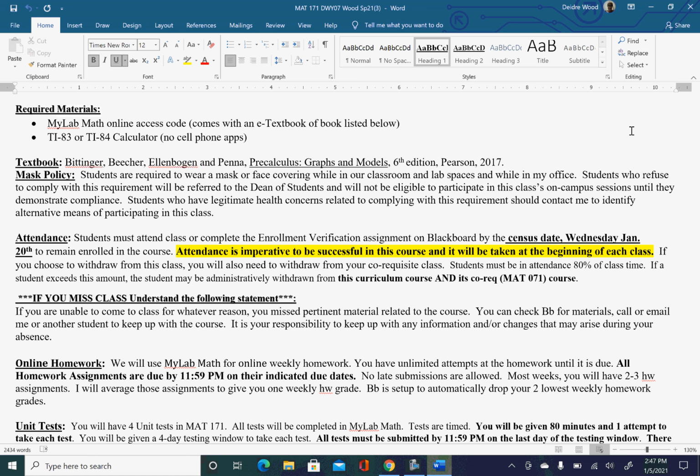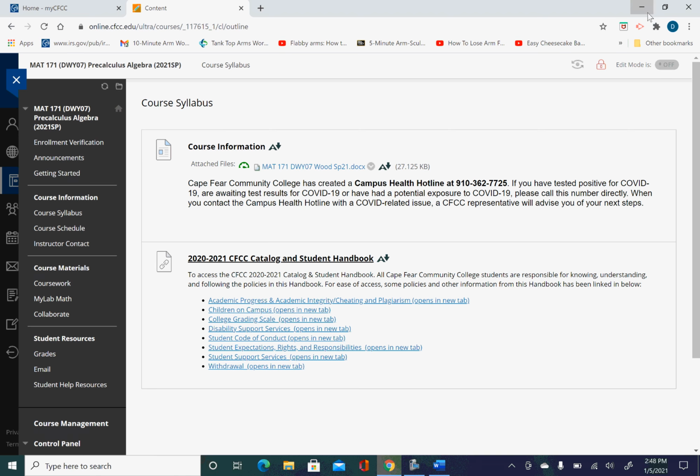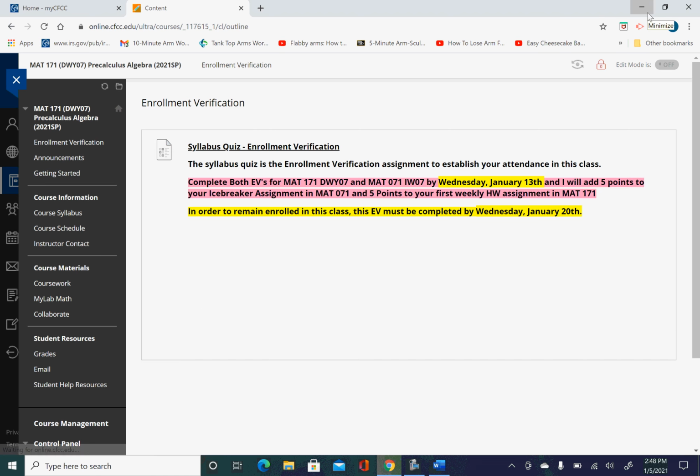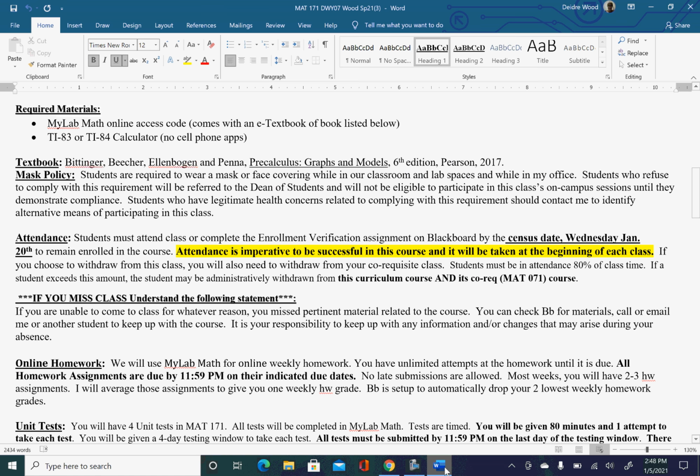Attendance, I will mark attendance at every class meeting. You have to complete that enrollment verification again by Wednesday, January 20th. And again, if you complete both of those for Math 171 and Math 071 by the date prior, I think I had listed in your enrollment verification, if you get it done by the 13th, then I'm offering, like I said, that extra credit. All right. Attendance is imperative for you to be successful in the course.